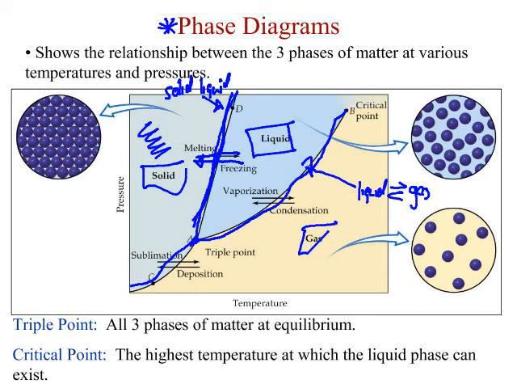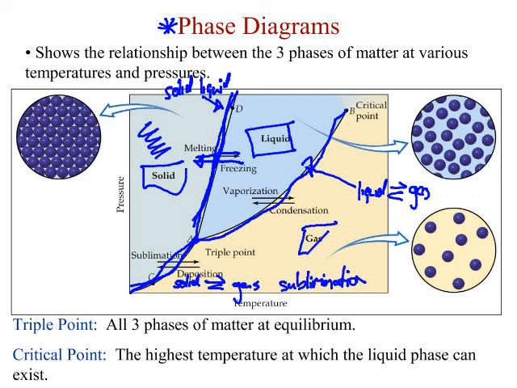And then along this line down here is where you're going to see the solid going back and forth to a gas. That process is called sublimation. And the best example of something that sublimes is dry ice. I don't know if you guys ever play with dry ice, but dry ice is solid carbon dioxide. When you take that out of the freezer, it goes directly from a solid into a gas. Okay.